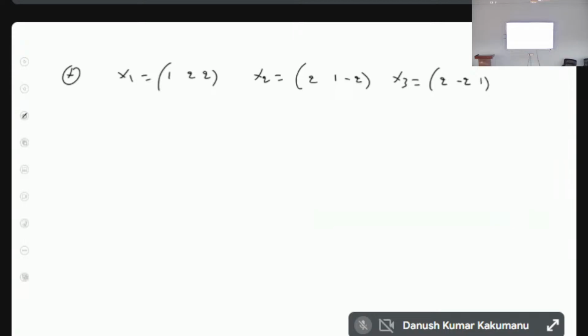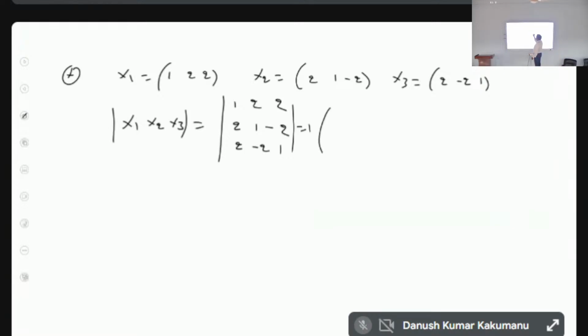What is the answer? Linearly dependent or independent? What is your answer? The determinant formed by them, x1, x2, x3: you check 1, 2, 2, 2, 1, minus 2, 2, minus 2, 1. What is the determinant value of this? Yesterday I discussed one shortcut for the determinant. Go through that shortcut of the determinant also.